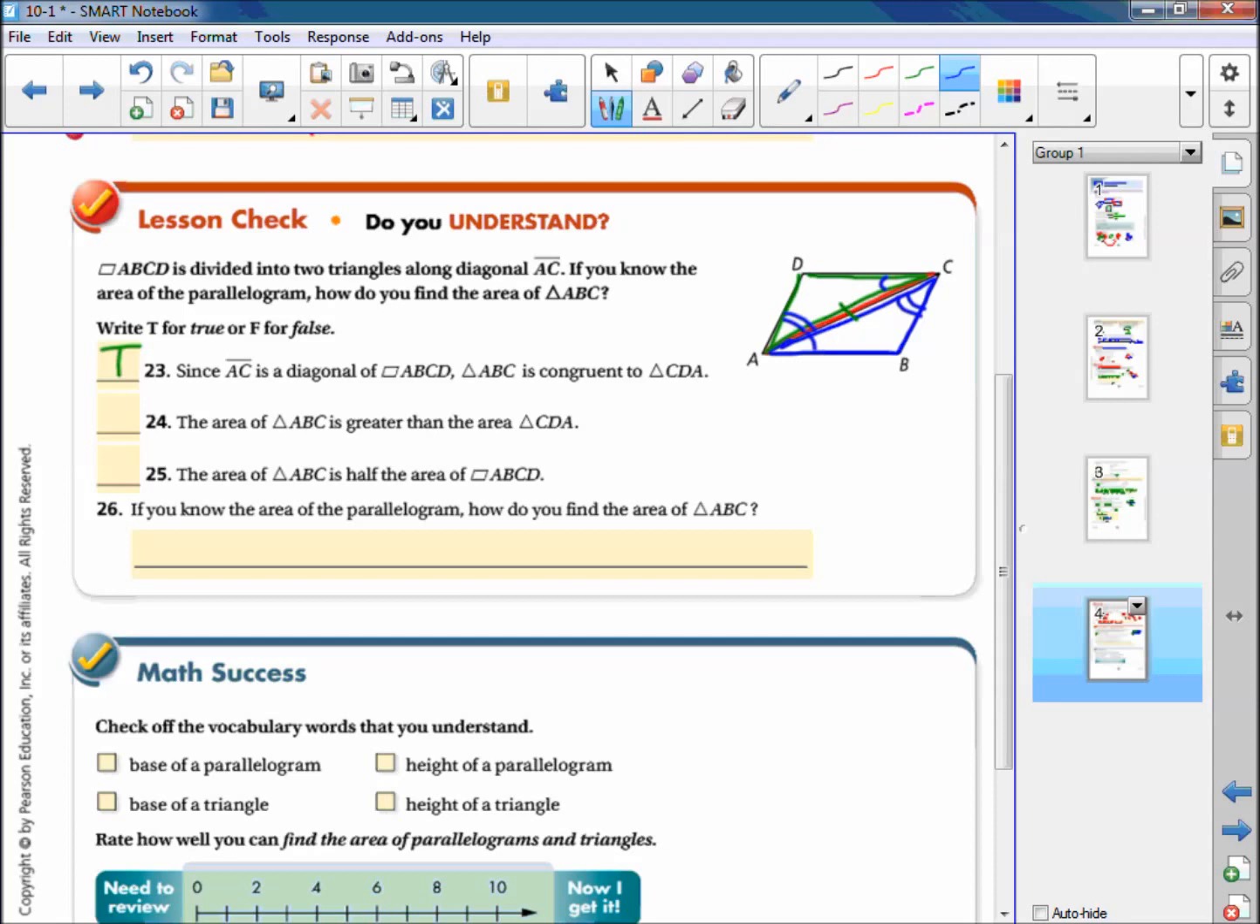All right, the area of triangle ABC is greater than the area of triangle CDA. Well, that's going to be false. They should have the same area. They're congruent shapes, okay? The area of triangle ABC is half the area of the rectangle. That's true because that's how we formed it. We broke the rectangle, or the parallelogram in half, not a rectangle. All right, so if you know the area of the parallelogram, how do you find the area of the triangle? You divide the area of the parallelogram in half.